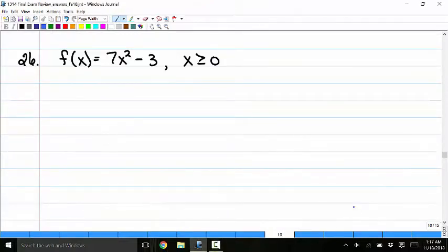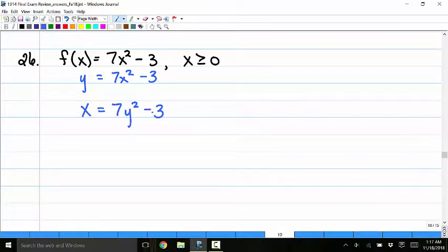Number 26, given f(x) = 7x² - 3, and you're restricting it to x's greater than or equal to 0. Find the inverse. Because of this restriction, we know that f is 1 to 1, so it does have an inverse. How do you find it? Well, this says that y = 7x² - 3. First thing you do is switch the x's and y's. So x = 7y² - 3.